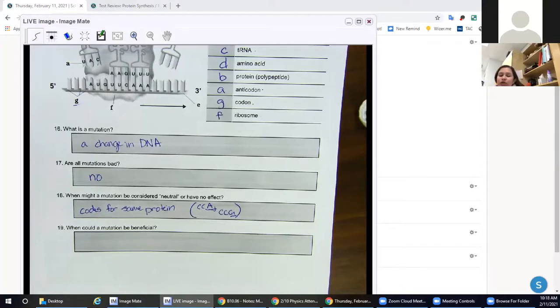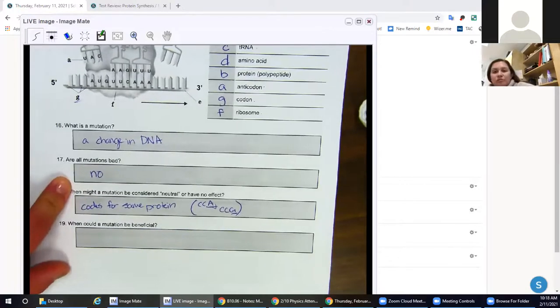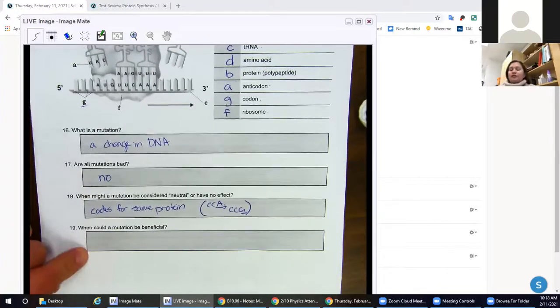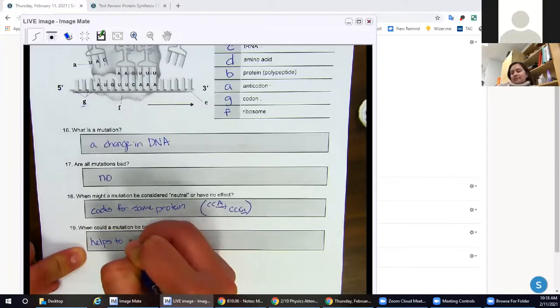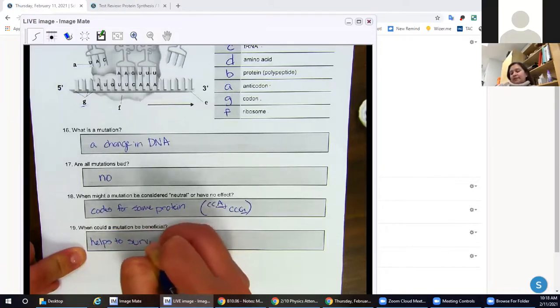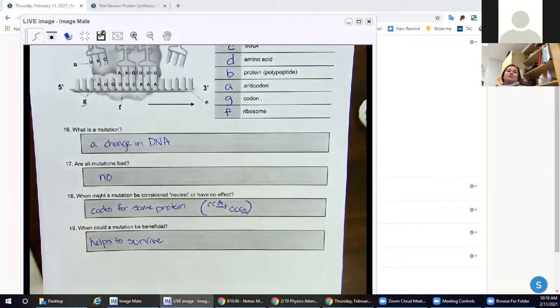Number 19, when could a mutation be beneficial? Just like we said here, are all mutations bad? No. It could be beneficial when it helps the organism survive. Then we want to keep it. That's how organisms can evolve. Any questions on 14 through 19? All right.